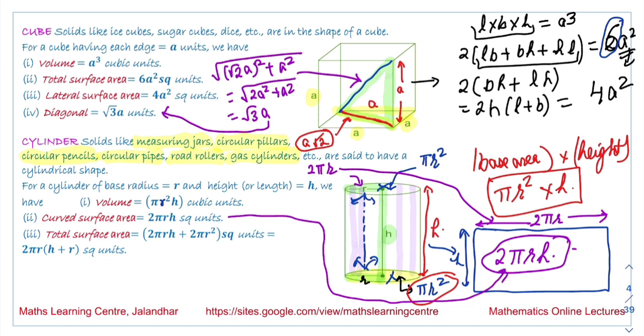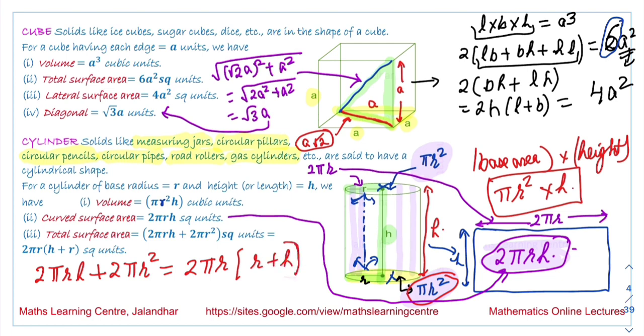Next is total surface area. We have the value of curved surface area, which is 2 pi r h. We add to it two values. One is pi r square, the area of the top portion, and the other is pi r square, the area of the bottom portion. So the total area we will have is 2 pi r h plus 2 pi r square, and the answer is 2 pi r into (r plus h). This is the total surface area of this cylinder.